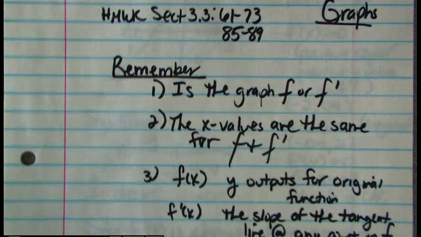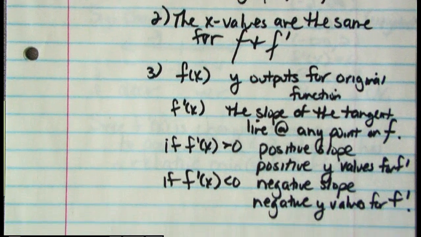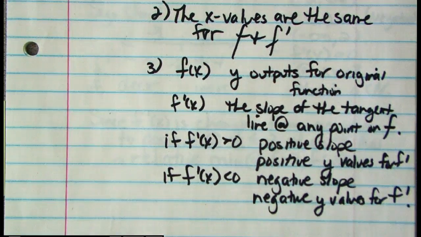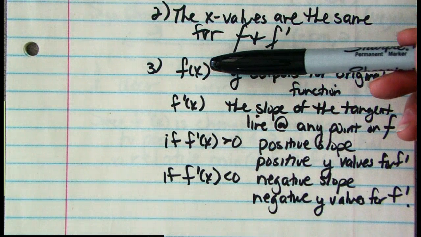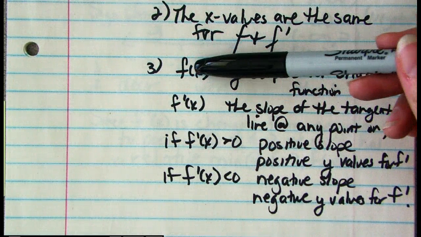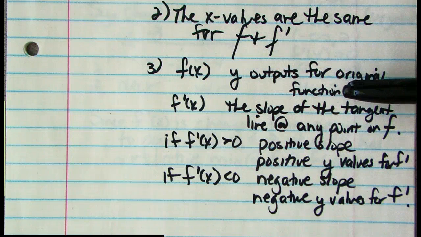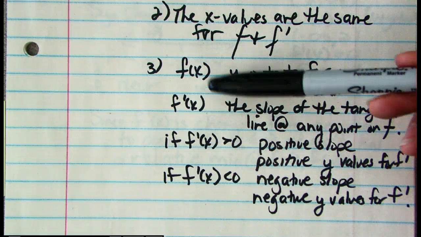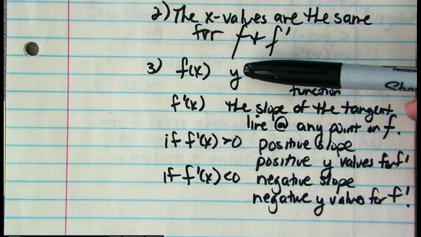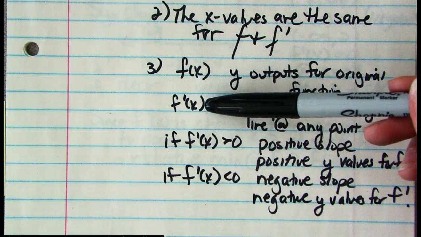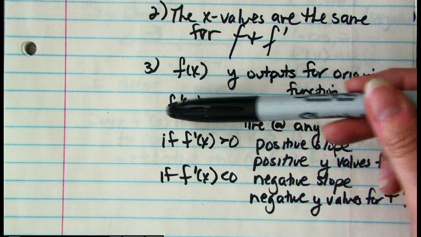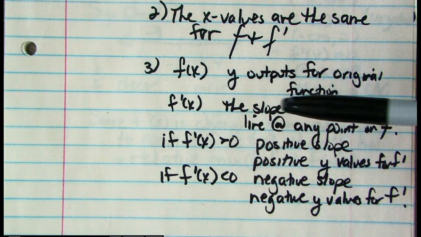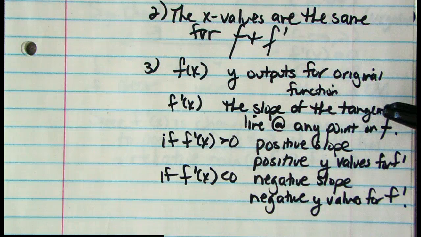Number three, on number three, I'm just talking about these different components. So for example, f of x is just a y output for a particular x, and that's for the original function. So you put in an x, you get out a y, and that creates that original function. And then the first derivative is where we're taking the derivative of that function so we can find the slope at any point on it. And so this output, f prime of x, is really the slope at a particular x. It's the slope of the tangent line at any point on f.